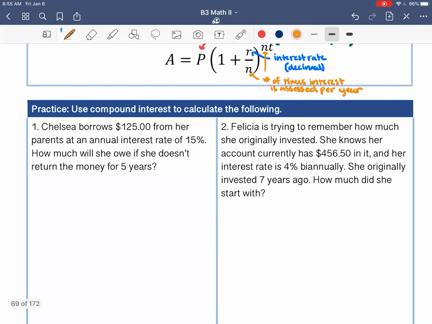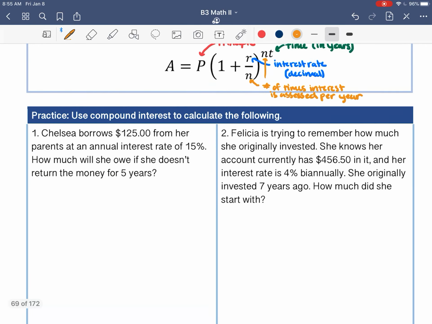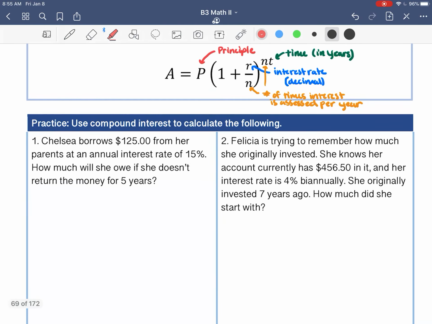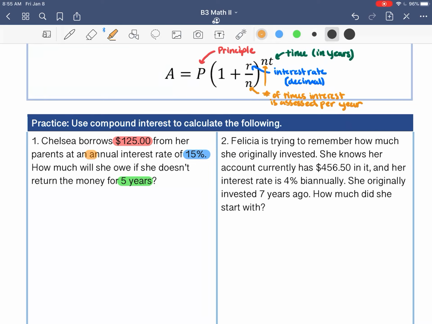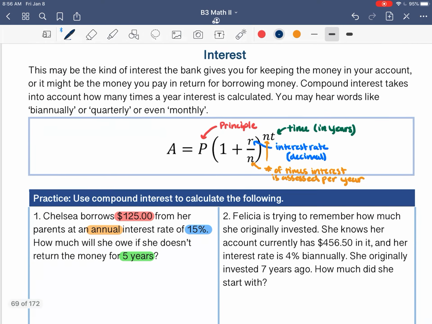So we have Chelsea here. Chelsea borrows $125 from her parents at an annual interest rate of 15%. How much will she owe if she doesn't return the money for 5 years? So we have the principal amount of $125. 5 years is how long. The interest rate is 15%. And then we have this added information of annual, which means that it happens once a year. Interest is assessed.